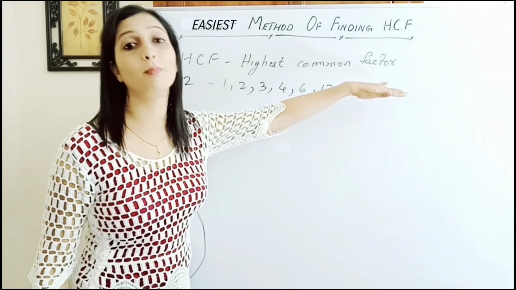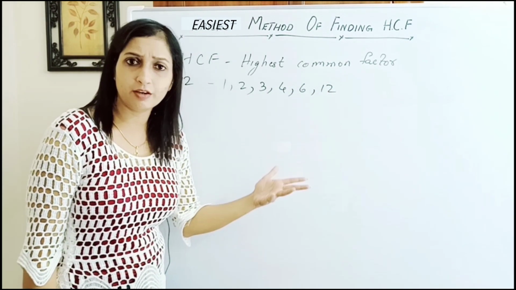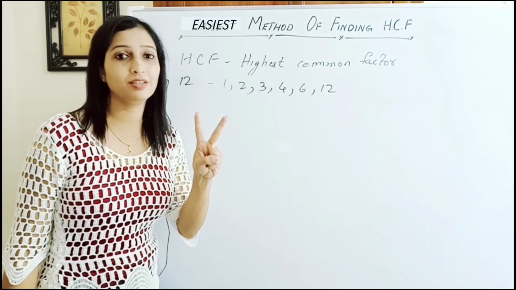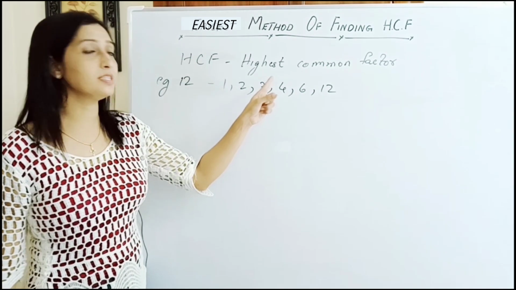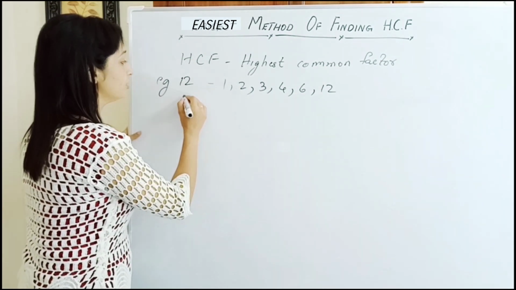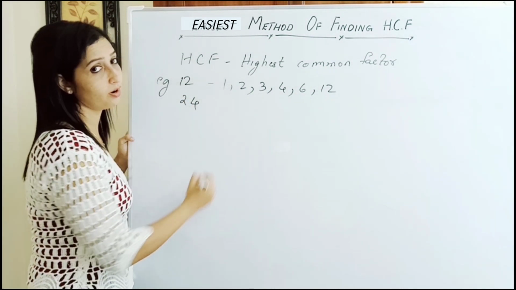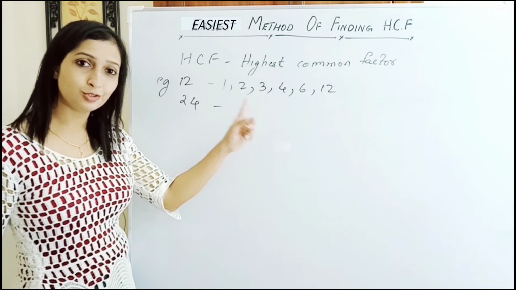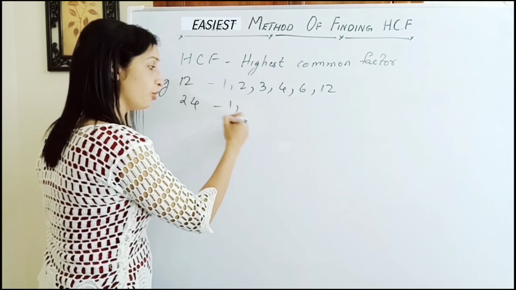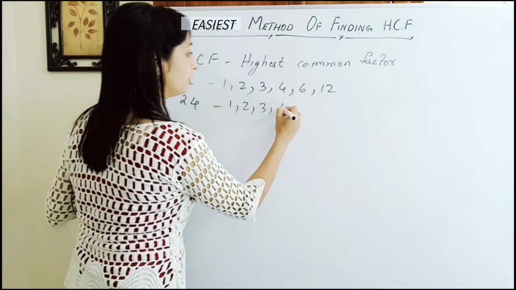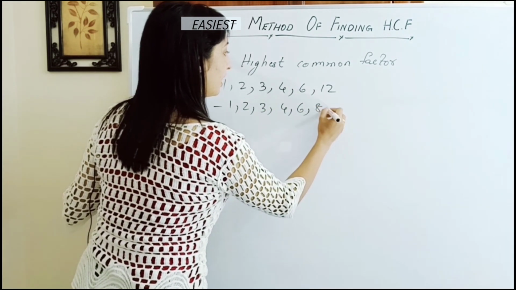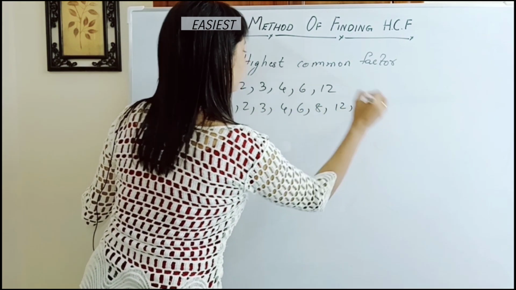Then what is a common factor? To find out anything common, there need to be two things so that you can compare. So let us take one more number. I'm taking here 24. I'm writing the factors of 24. What are the factors of 24? 1, 2, 3, 4, 6, 8, 12, 24.